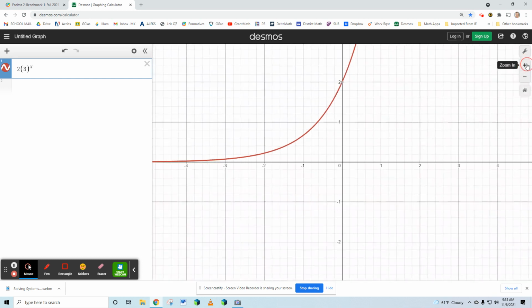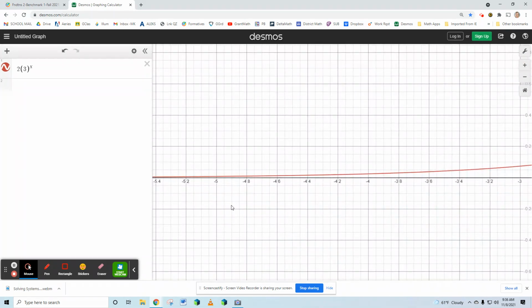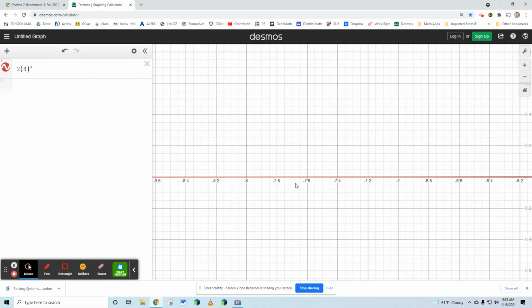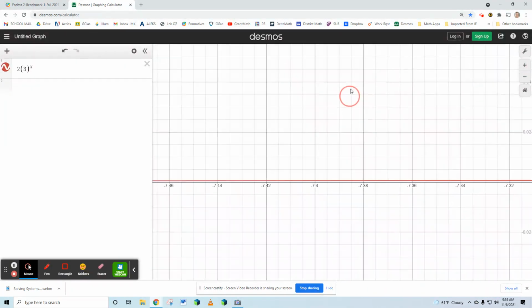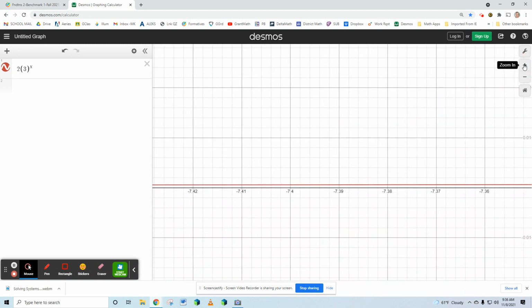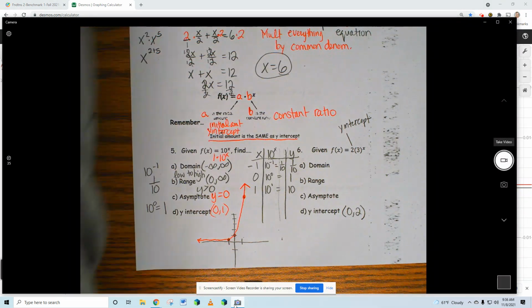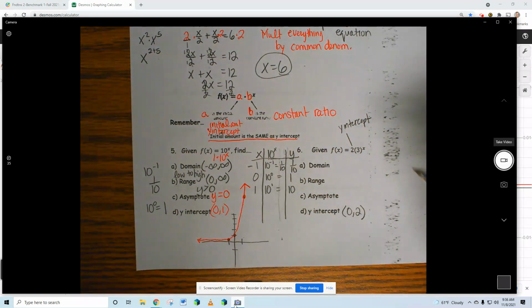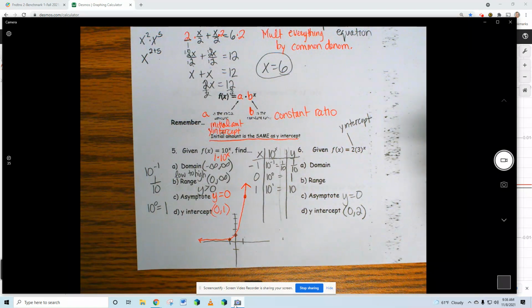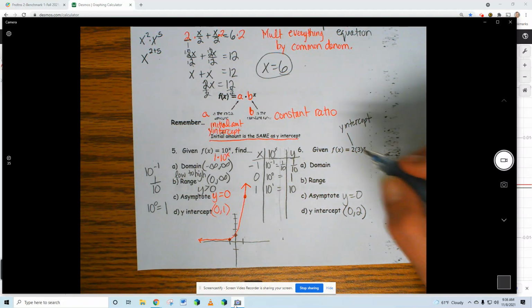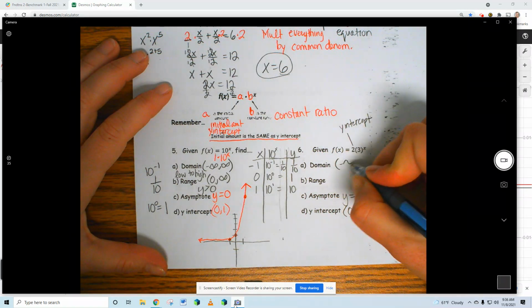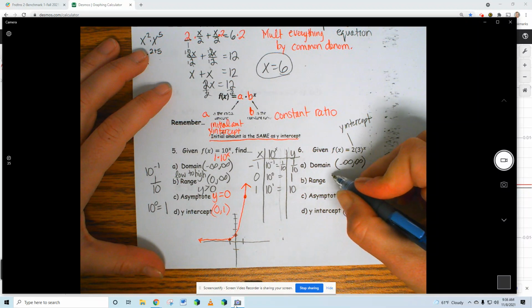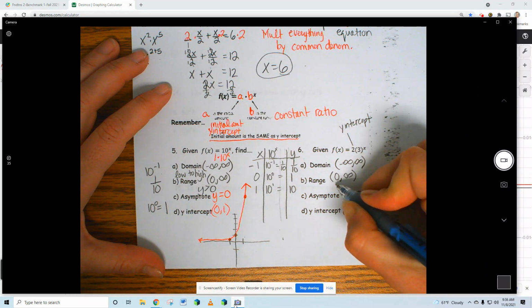Okay, let's look at where my asymptote's going to be. Look at how close it gets to the x-axis. It never touches though. Even if I zoom in, guys, look at how close that is, but it never touches. It's never going to touch y equals 0. Y equals 0 is the name of that x-axis. So, asymptote, y equals 0. My domain is still going to be all real numbers. And my range will be labeled as 0 to infinity, or y is greater than 0.